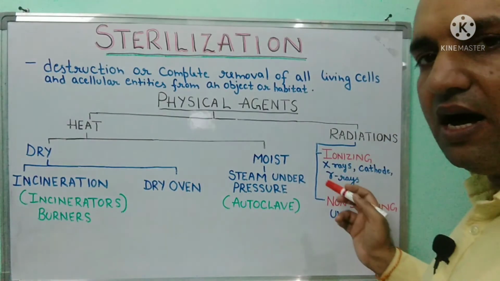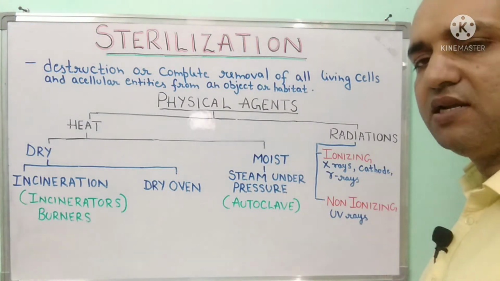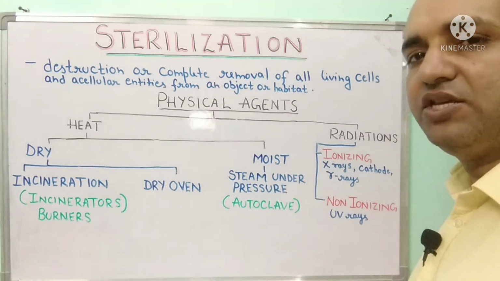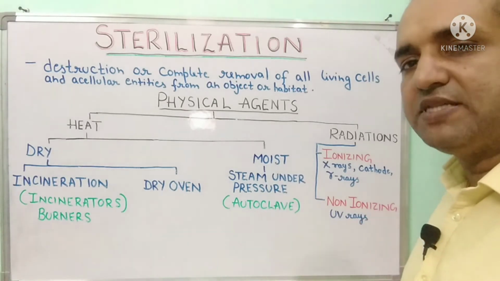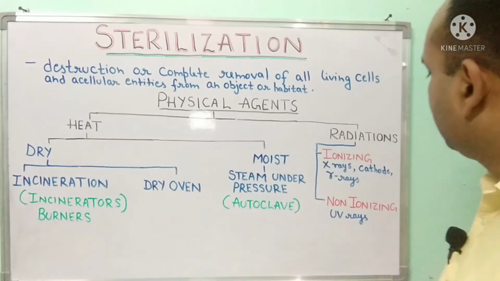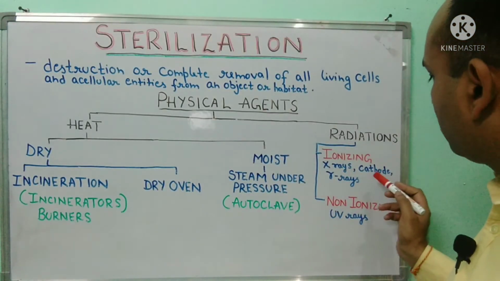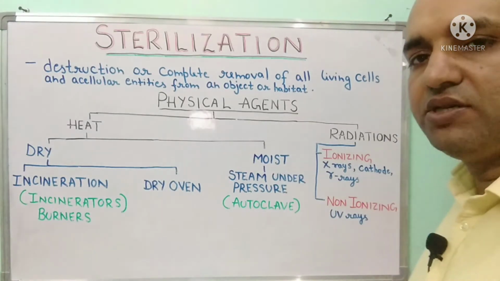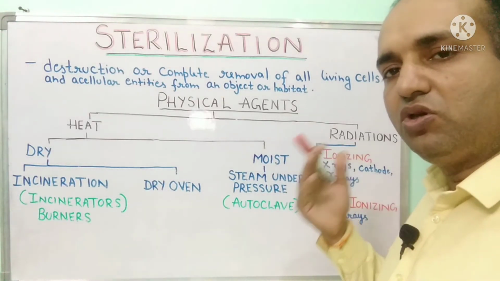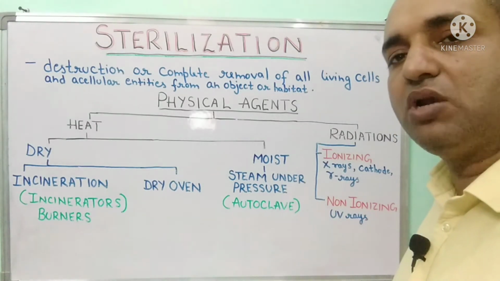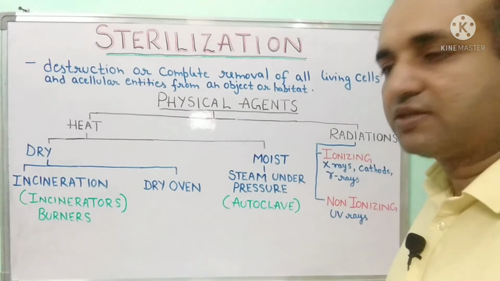Now, radiations are another physical agent that is widely used for sterilization. Radiations are basically of two types: ionizing radiations, that is X-rays, cathode rays and gamma rays, and non-ionizing radiations. UV rays, or ultraviolet rays, are the only non-ionizing radiations.